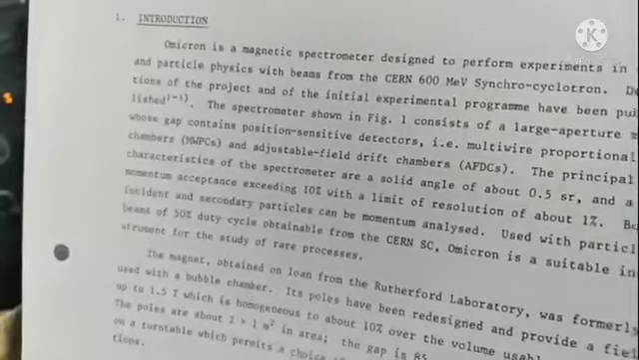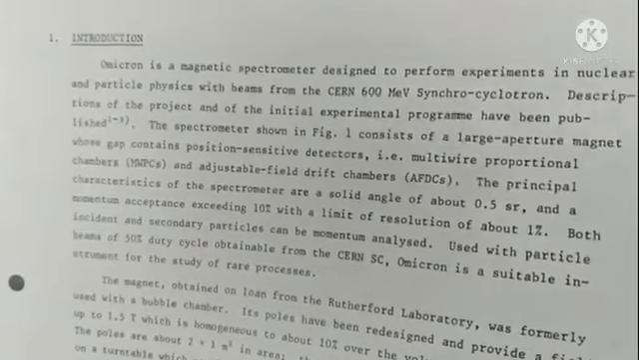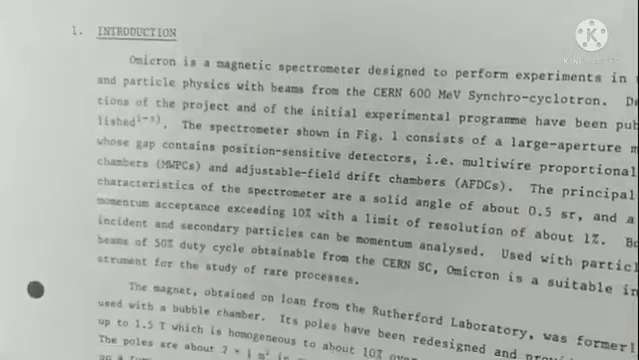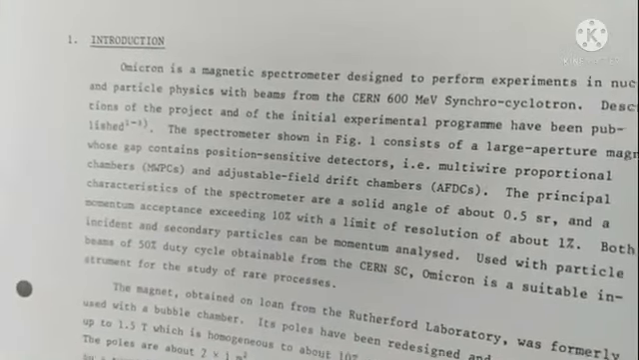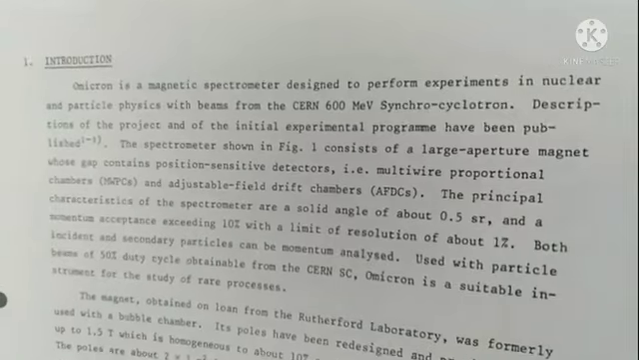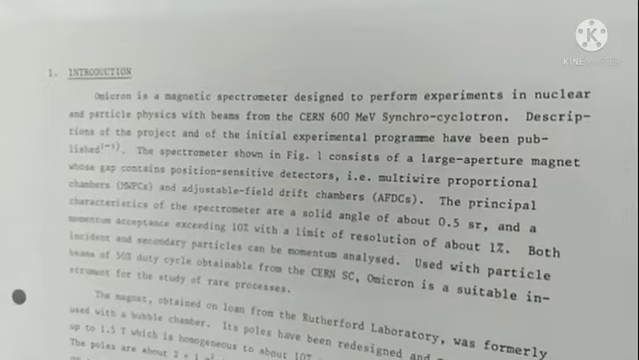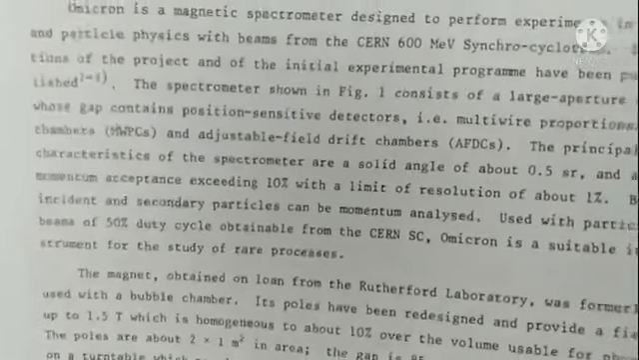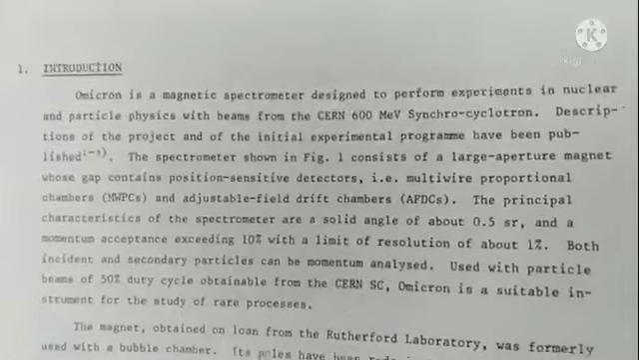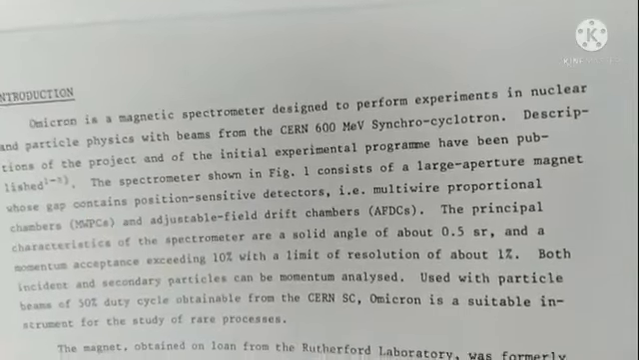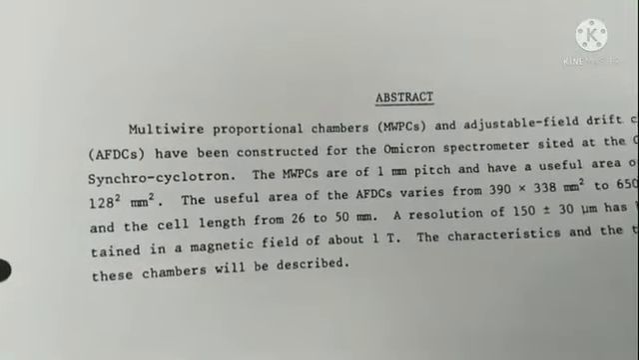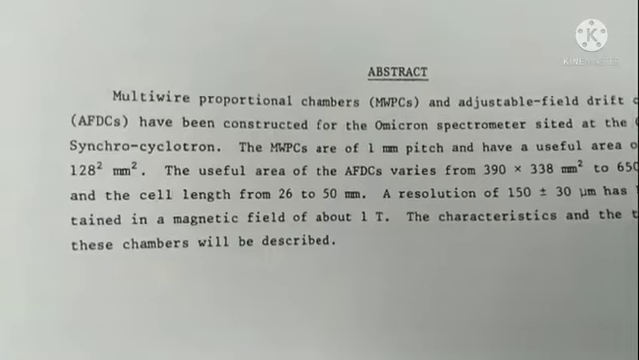Both incident and secondary particles can be momentum analyzed, used with particle beams of 50% duty cycle obtainable from the Cern SC. Omicron is a suitable instrument for the study of rare processes. What does that mean? So let's go back to that one page so you can see. I'm sorry, I should have read this. So they're using millimeter waves, and here it is right here.